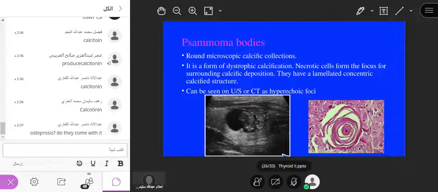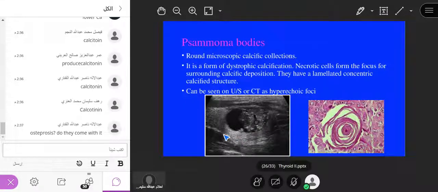So we mentioned papillary thyroid cancer is characterized by psammoma bodies. Psammoma bodies are round microscopic calcific collections on the histology. It's dystrophic calcification with necrotic cells, and they have this lamellated concentric calcified structure. So calcium and necrotic cells make a lamella together. These psammoma bodies you can see on ultrasound as a microcalcification.